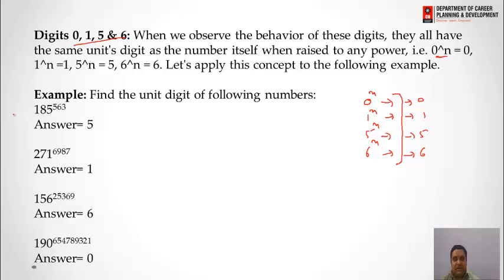For example, find the unit digit of the following numbers. 185 power 563: 18 has no significance here, we just need 5 power 563, and 5 power anything gives us 5 as the answer. 271 power 6987: 27 has no significance, 1 power anything gives us 1. 156: 15 has no significance, 6 power anything gives 6 as a unit digit. 190: 0 is the unit digit, so 0 power anything gives 0 as the unit digit of the question.